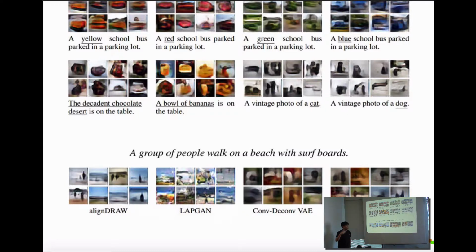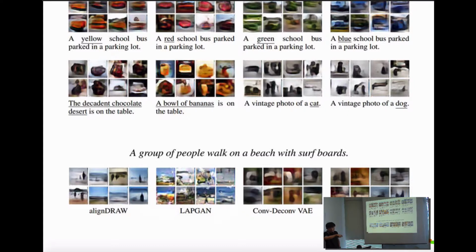Here are some qualitative examples from the paper. They show that the image generator can actually condition on the text when they change some part of the text. For example, they change the color in the caption to yellow, red, green, blue, and it generates similar images. The image is not sharp because of the limitation of the image generator, but the idea is that the generator can condition on the text.